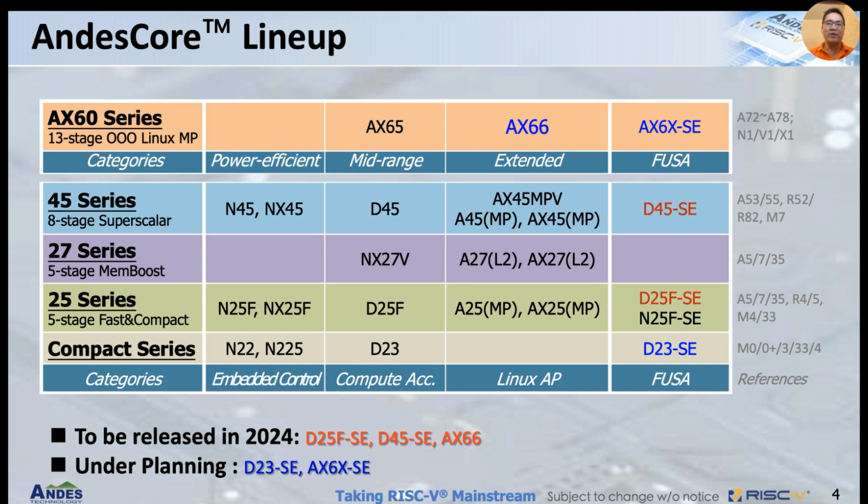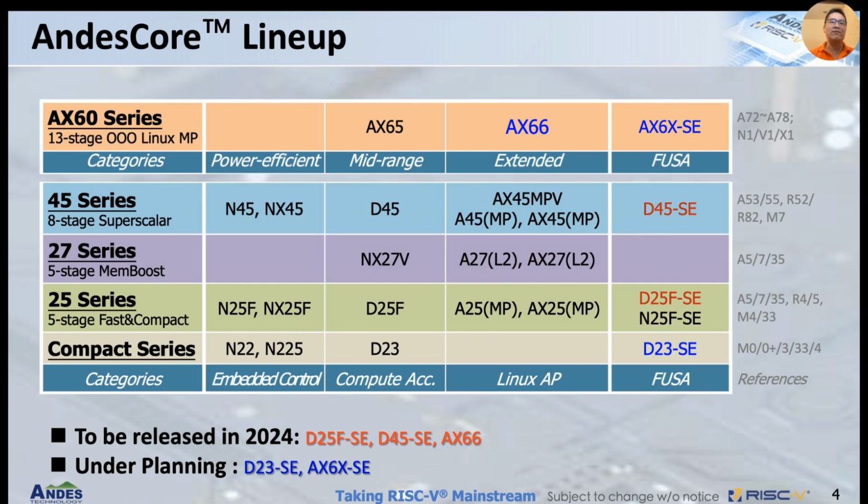In this table, you can find a comprehensive portfolio summary for NDIS cores. Vertically, you can find different series. At the bottom, you can find the compact series, which feature very compact and highly efficient cores. The 25 series are 5-stage fast and compact processors. The 27 series added the MEMBoost technology to the 25 series, and this enhances the memory performance of the processors. The 45 series boasts 8-stage superscalar processors.